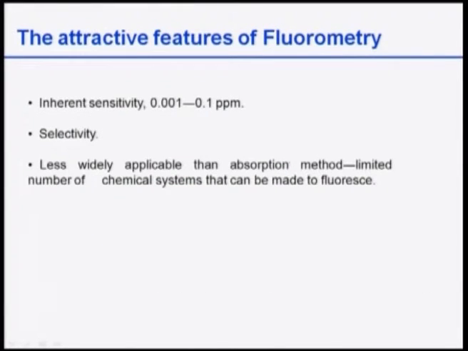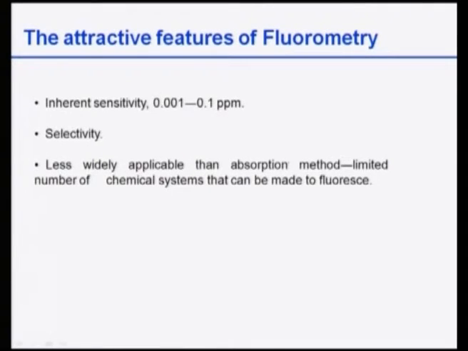There are many attractive features of fluorometry, both fluorescence and phosphorescence. They are inherently very sensitive, that is, we can detect chemical amounts of less than 1 ppm, parts per million. They are very selective for the particular chemical present because the excitation is different, but less widely applicable than absorption methods because a limited number of chemical systems can be made to fluoresce.